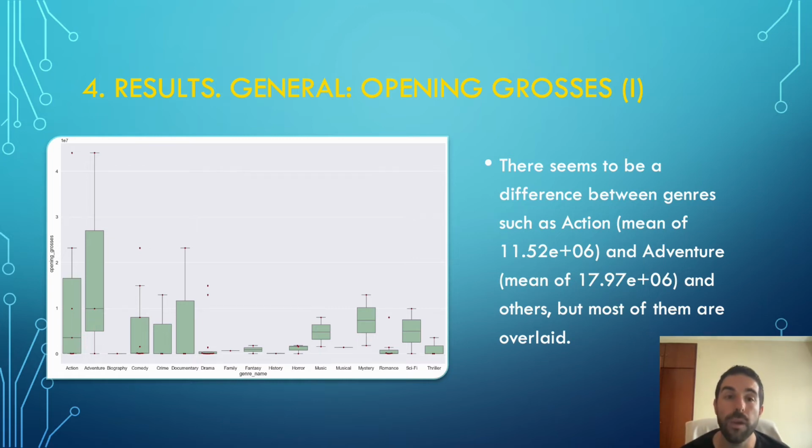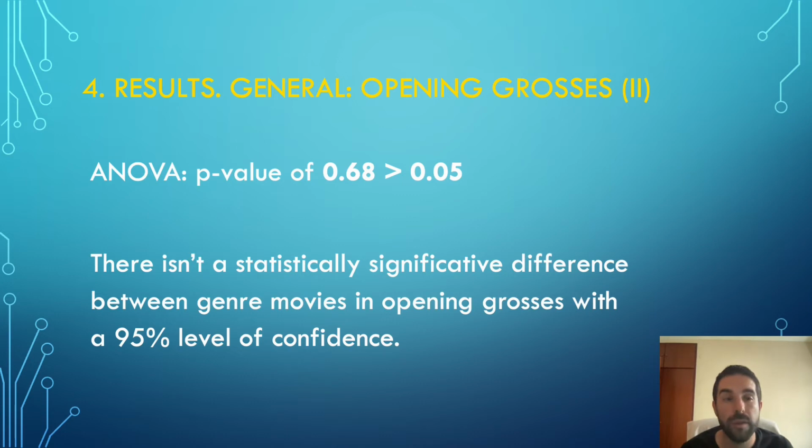In this case, the general classification, we have chosen to show the opening grosses, and there seems to be a big difference between genres such as action with a mean of 11.52 elevated to the 6th, and adventure with a mean of 17 elevated to the 6th, and others, but most of them are overlaid. But we can appreciate that action and adventure are a bit different from the others. When doing an ANOVA, an analysis of variance, we have seen that the p-value is almost 0.70, and that's much bigger than the 0.05. That is the maximum that we can use to say that with a 95% level of confidence there is a significant difference between genres in opening grosses, and this is not the case, as we can see really clearly.